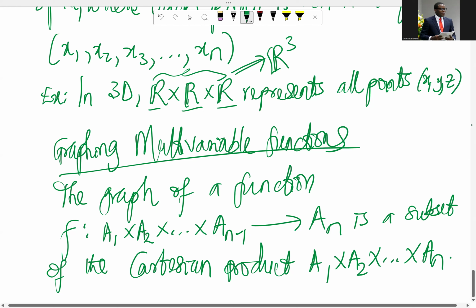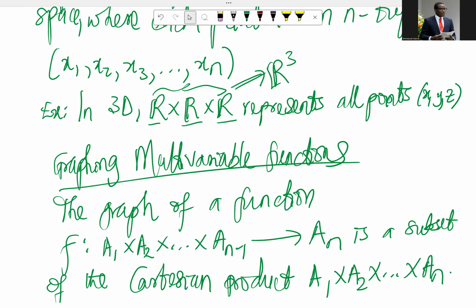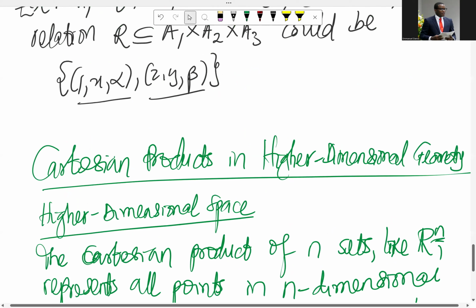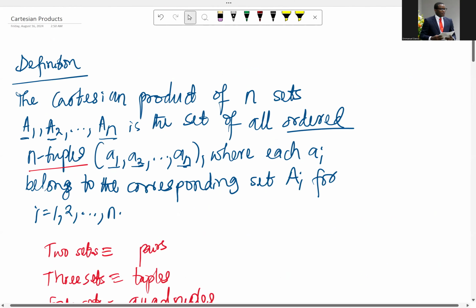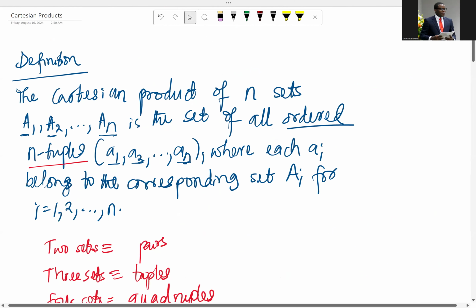But in the next video, we're going to talk about some real life applications of Cartesian products. So that is what the idea of Cartesian product is. And we can see that in our day-to-day activities, we get to use this a lot.